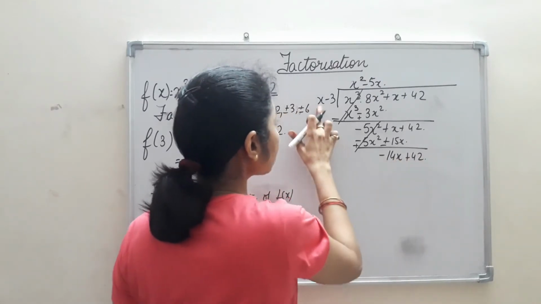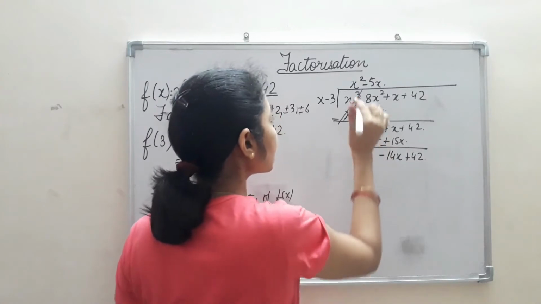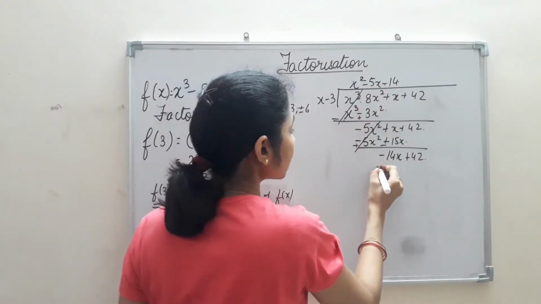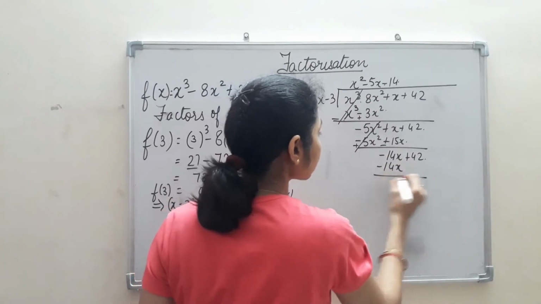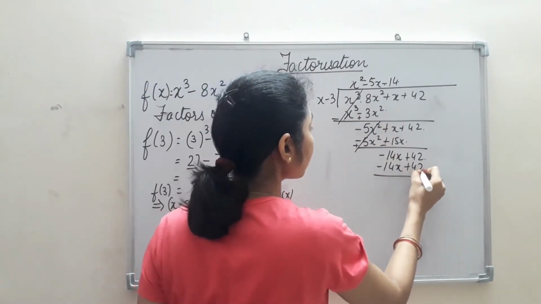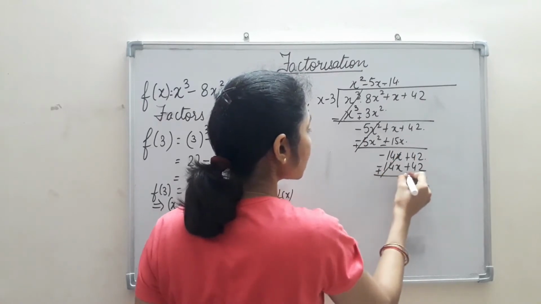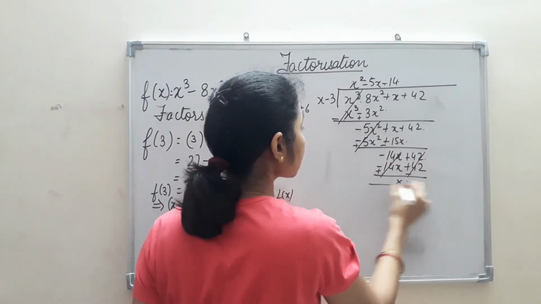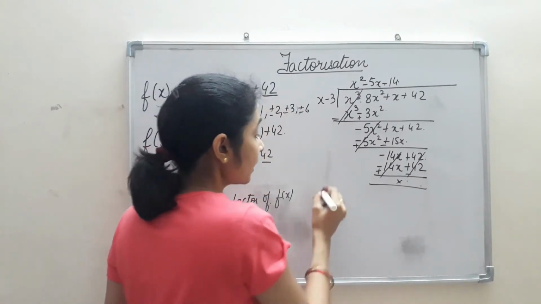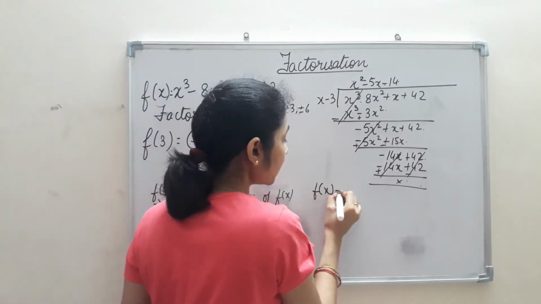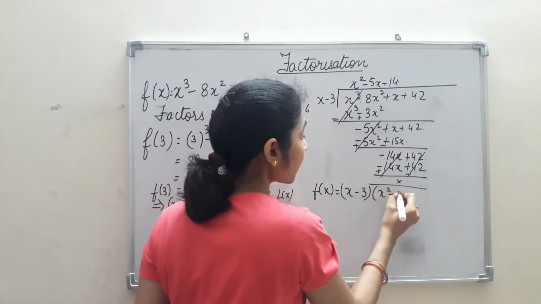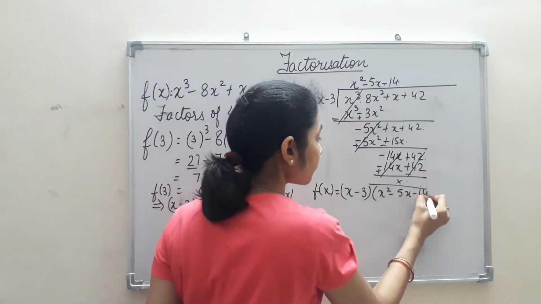Now what should I multiply to x to get minus 14x? It will be minus 14. Okay, so x into minus 14 gives me minus 14x, and minus 3 into minus 14 gives me positive 42. So this becomes positive, negative cancels. So my next factor is f(x) is equal to x minus 3 into x square minus 5x minus 14.